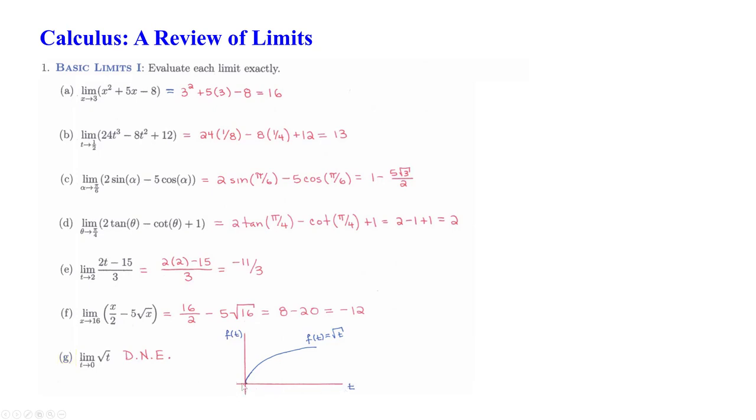There's nothing on the left-hand side of 0. That means there are no values on that side, to the left of 0. Therefore, the limit could not exist, because the limit from the left would not be the limit from the right.